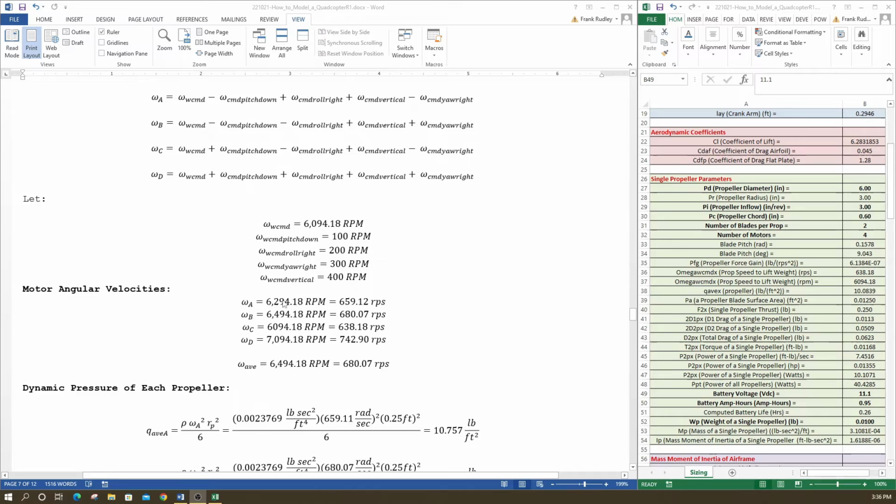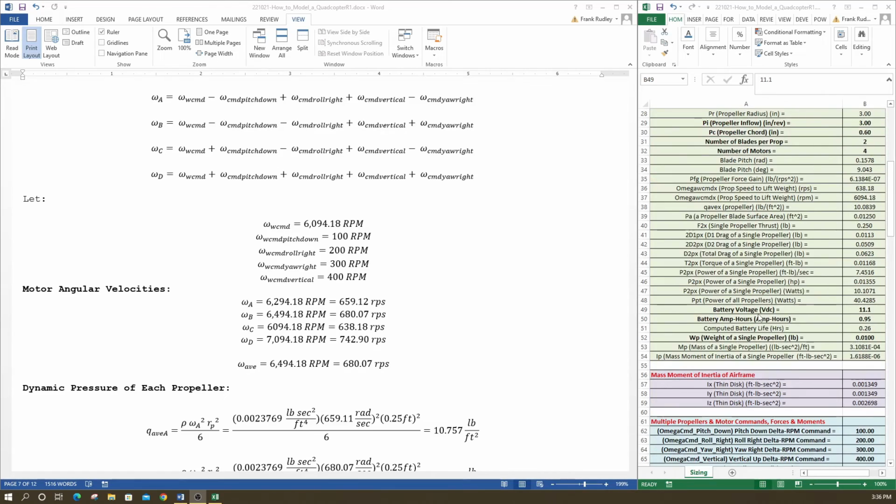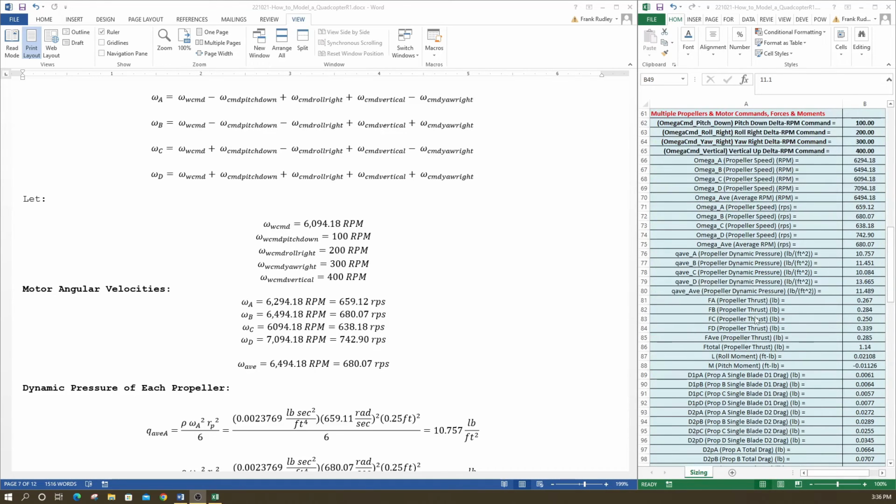So if I plug these into the equations, we'll go to the spreadsheet again. I have the multiple case. So now these are inputs. You see how these are bold? That means these are inputs, and anything that's not bold is an output.